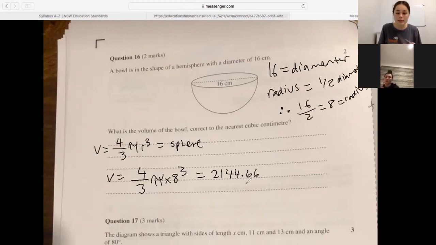And so did you get this answer in your calculator? You should get that answer. Yeah. And so that's the answer for a sphere, but we're doing a hemisphere, which is half a sphere. And so we just have to divide that by 2.